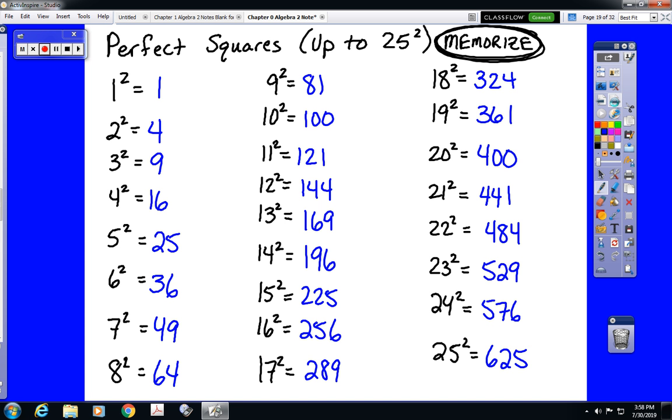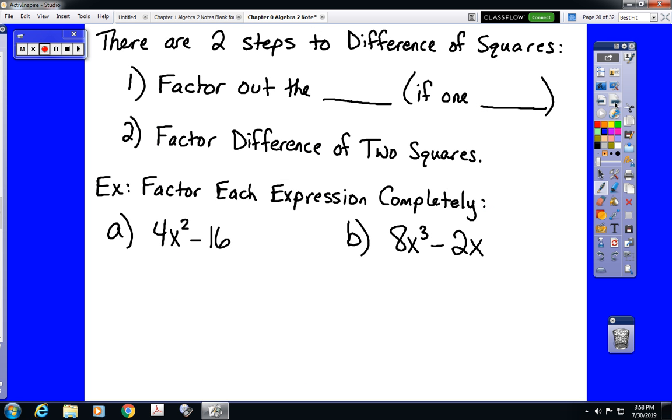Now, when you factor a difference of two squares, this is still a two-step process because step 1 is still you must factor out the GCF first if it has one, if one exists. Then you will factor out the difference of two perfect squares. What does that mean? That means a squared minus b squared will factor into a plus b, a minus b.